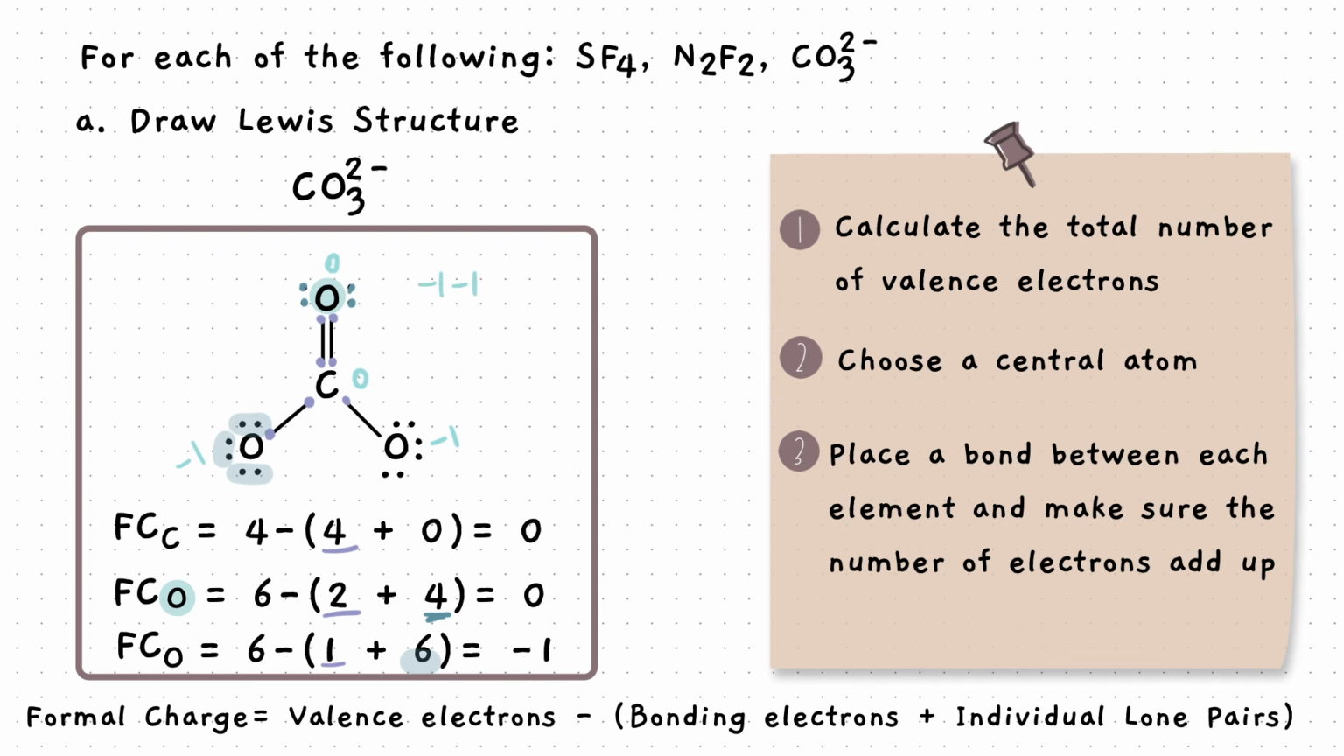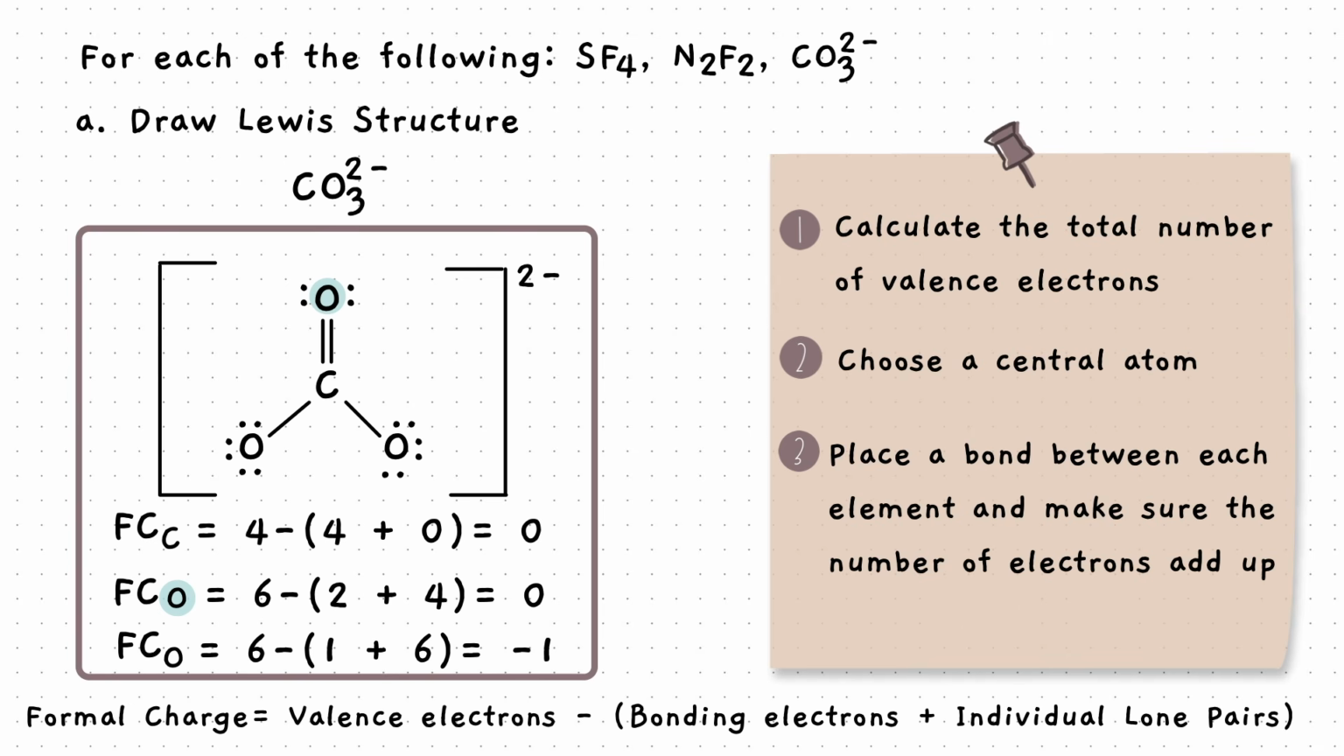All formal charges will add up to the total charge of the compound. We know we drew this structure correctly if the central atom is 0 and the most electronegative atom is negative. Last thing to do is to place this in brackets and place the charge on the outside. This is the correct Lewis structure.